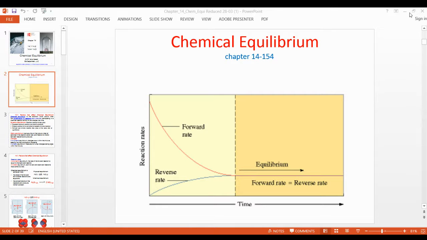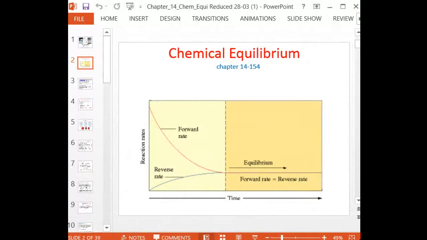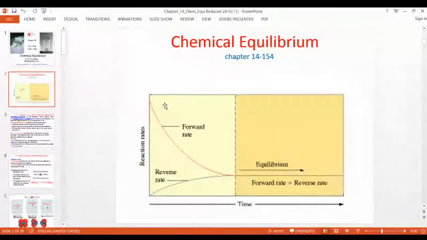When, Doctor, the product is equal to the reactant? Concentration, don't say it like this. The main point: the concentration of the reactant is equal to the concentration of the product at a certain point. At that point, the rate of the forward reaction is equal to the rate of the backward reaction, and that is known as equilibrium.